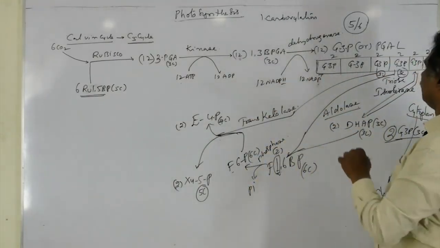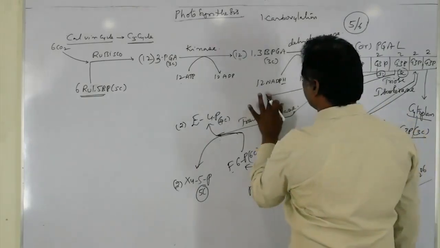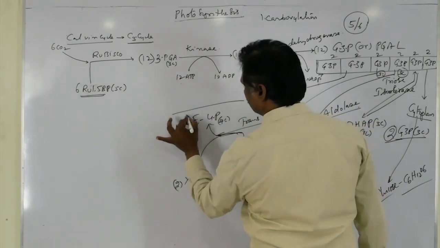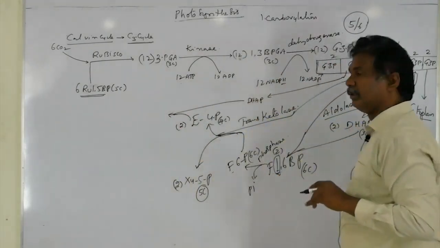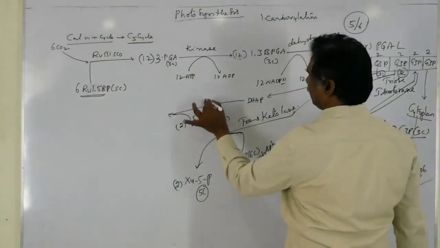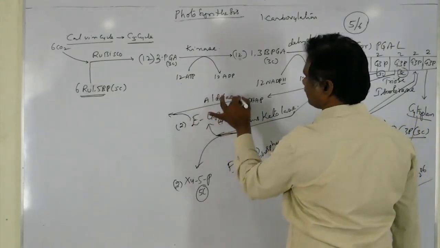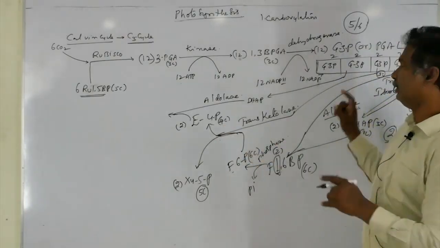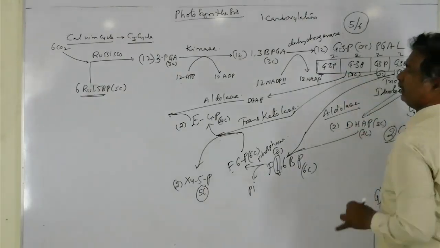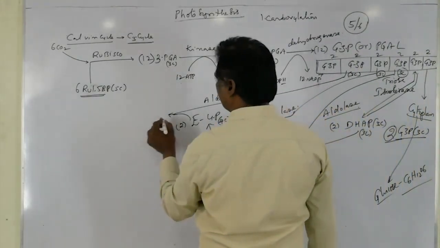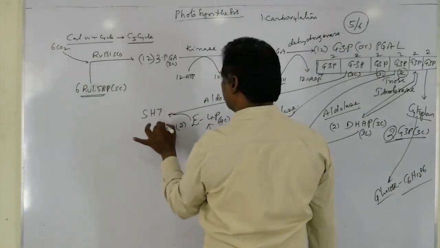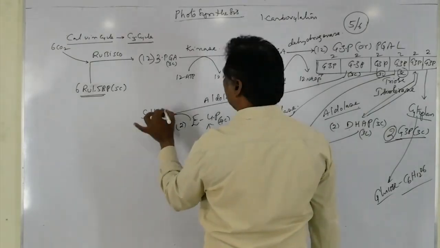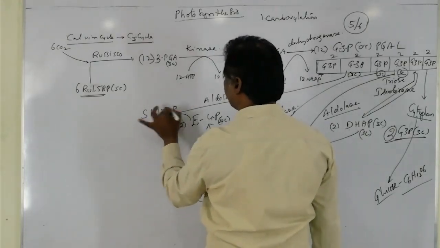Next, coming to another G3P. Another 2 molecules of G3P will convert into DHAP, which will combine with erythrose 4-phosphate in the presence of the enzyme aldolase. So it is converting 4 carbons and 3 carbons, total 7 carbons, producing the 7-carbon pseudoheptulose 1,7-bisphosphate.